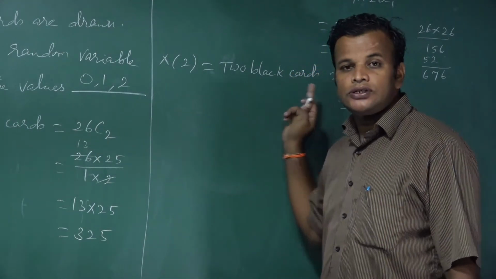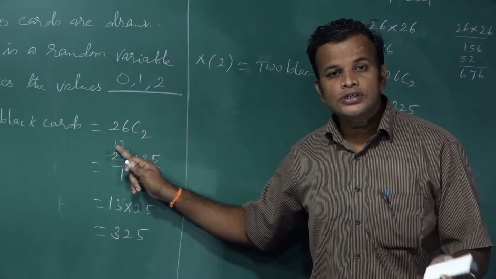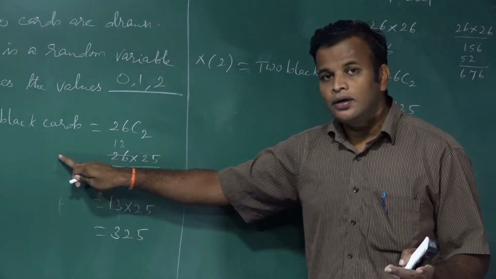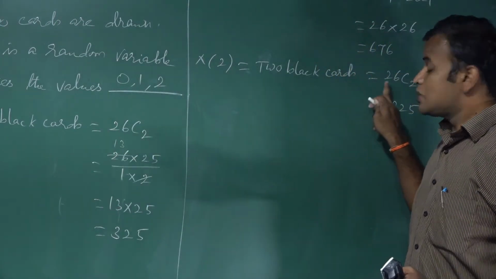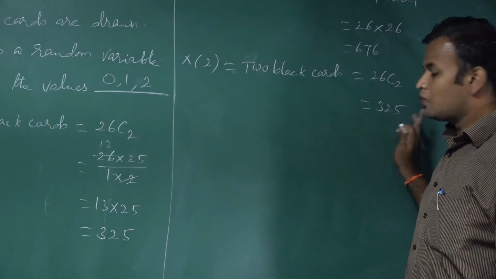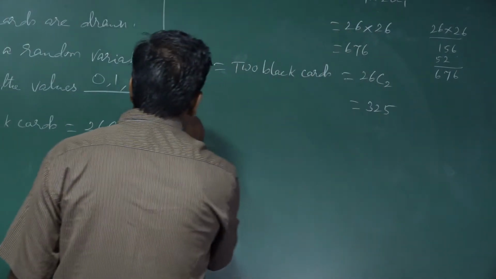But don't get confused, sir. Both the values are 26C2. How is it possible, sir? No black card means out of 26 red cards, 2 red cards will come. And here, 2 black cards means out of 26 black cards, 2 black cards will come. So here also 325. So to find all the inverse images, next we form a table.